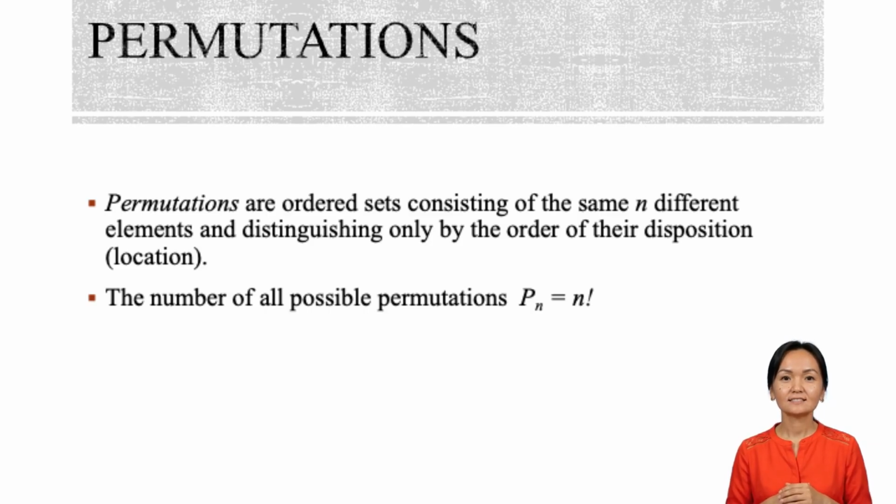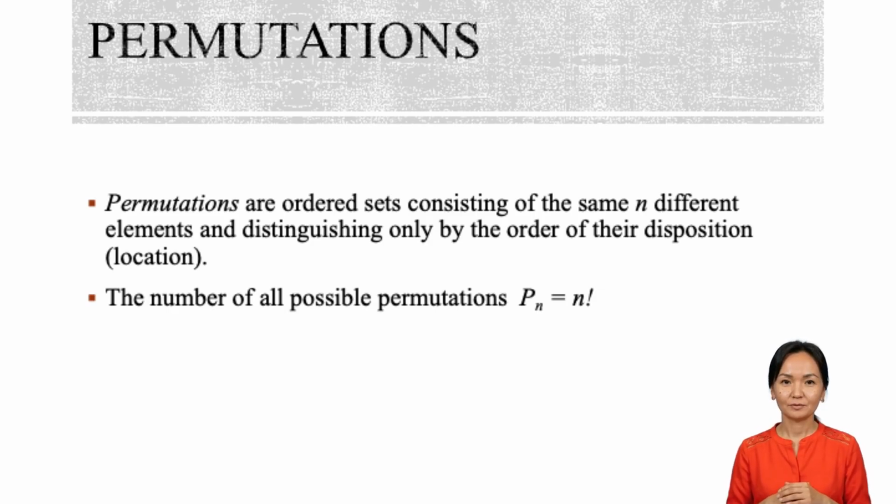Permutations are ordered sets consisting of the same n different elements and distinguishing only by the order of their disposition or location. In simpler terms, a permutation is an arrangement of all the elements of a set in a specific sequence. The key here is that we're using all the elements, and the only thing that changes from one permutation to another is the order.